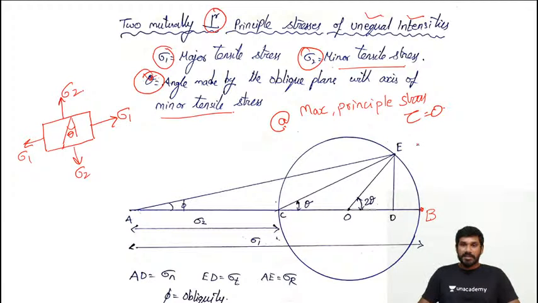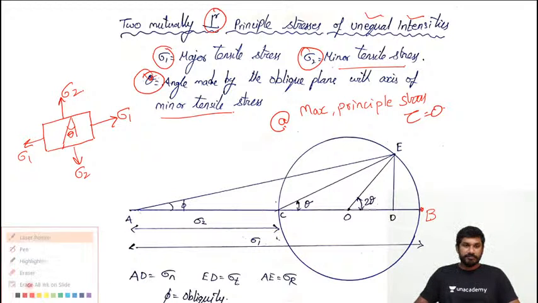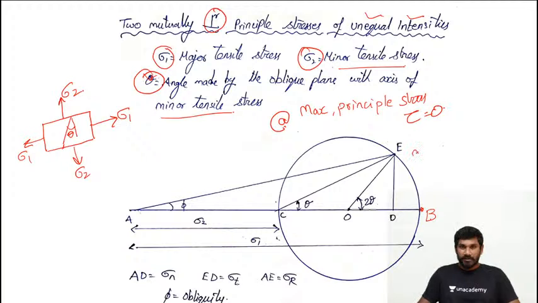That means maximum normal stress is equal to the maximum principal stress. That means the maximum stress possible is AB, because that is the maximum distance of the circle. So AB is the maximum possible. So how can you attain this? When E merges with C.